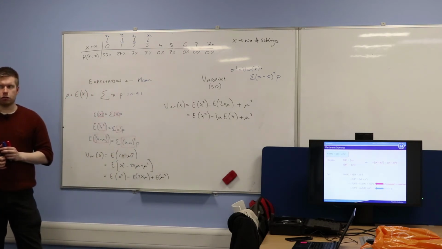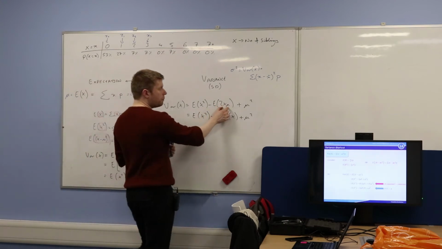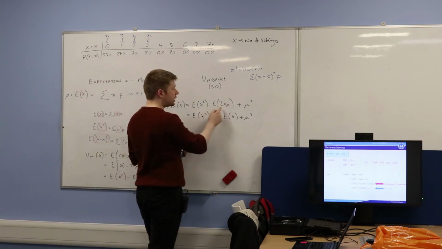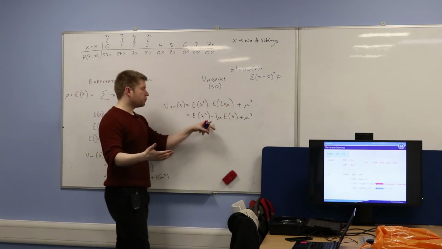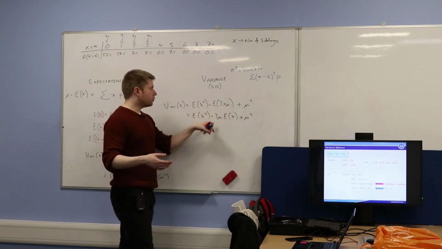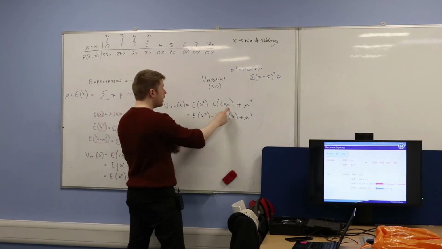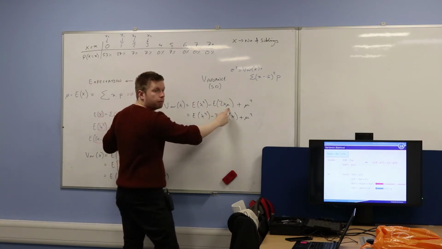So far, so good? No? Why not? These are just numbers, okay? So it's just like the expectation of 3x should just be 3 lots of the expectation of x, or the expectation of 5x should be 5 lots of the expectation of x. They're just numbers, because 2 is a constant and mu is a constant as well. It's just a number, okay?